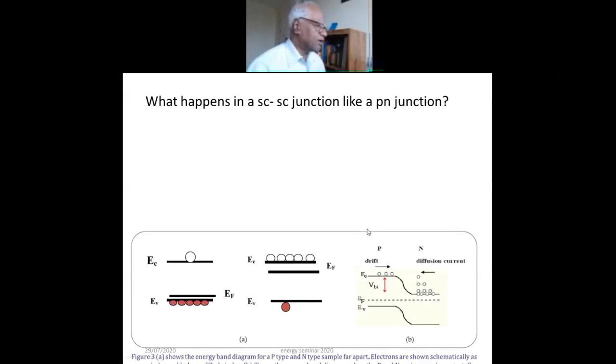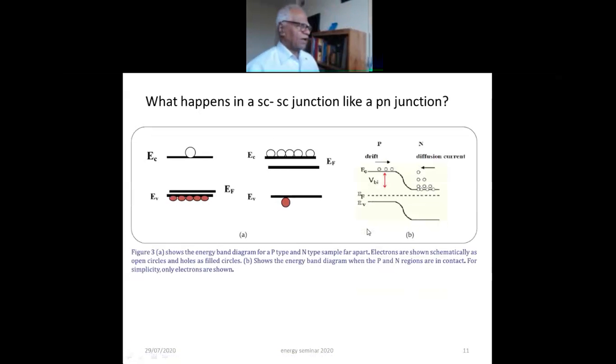So let's consider the situation. I have an N-type semiconductor, which I have shown here. So N-type semiconductor has more electrons, and the Fermi level of the N-type is very close to the conduction band. I have a P-type semiconductor here, and the Fermi level is close to the valence band. There are more holes and fewer electrons. Now, what will happen if I put this N-type and P-type semiconductor together? If I put it together, the rule is the Fermi levels must be the same.